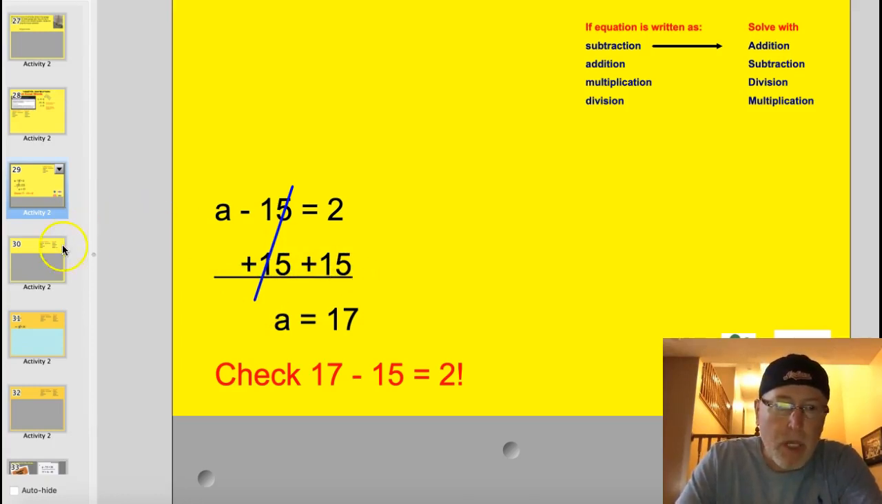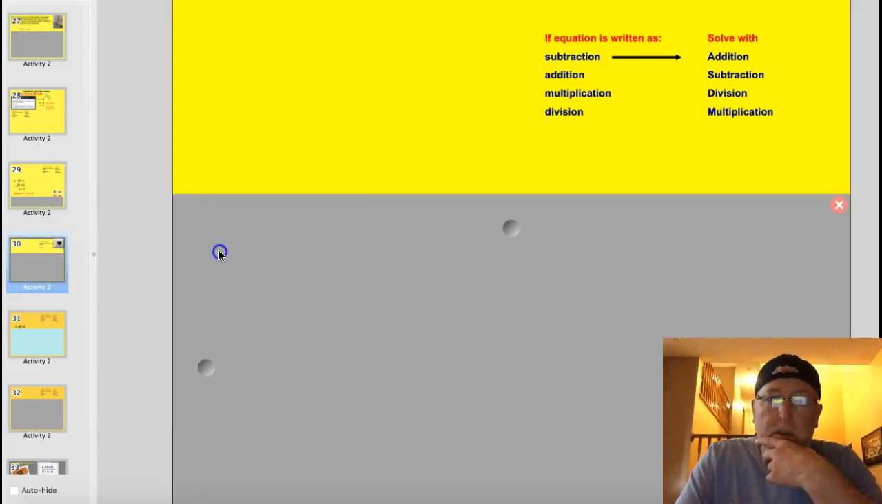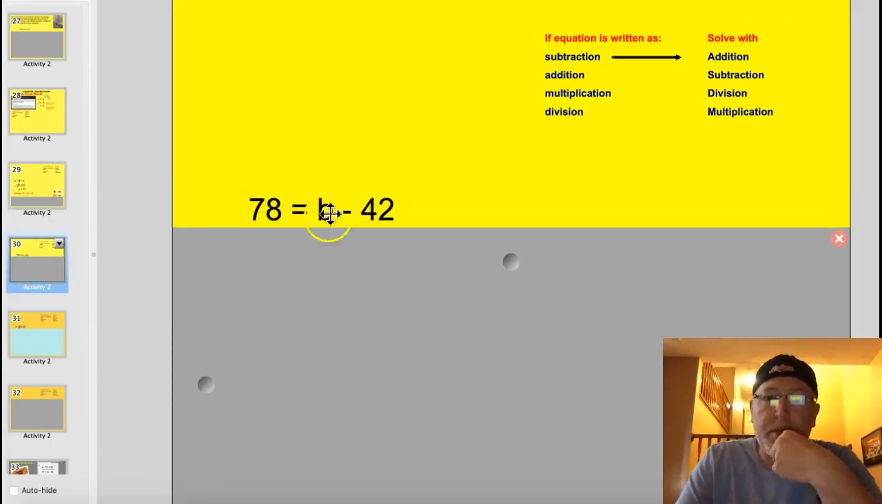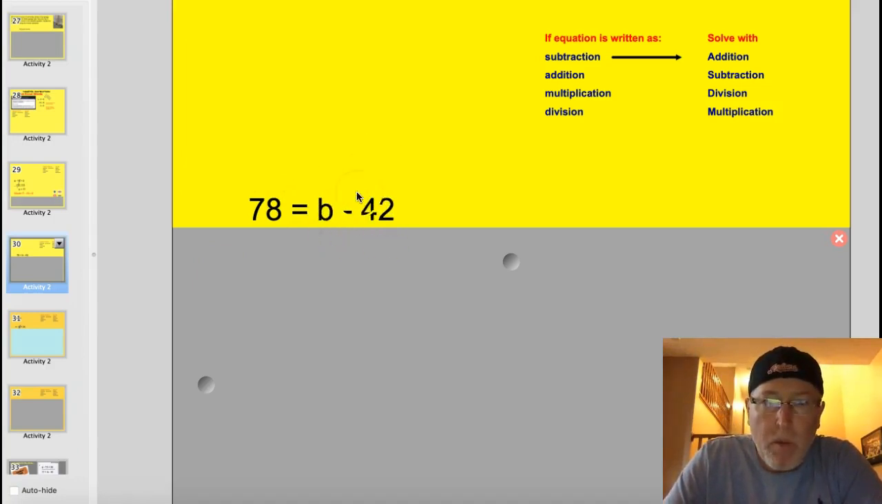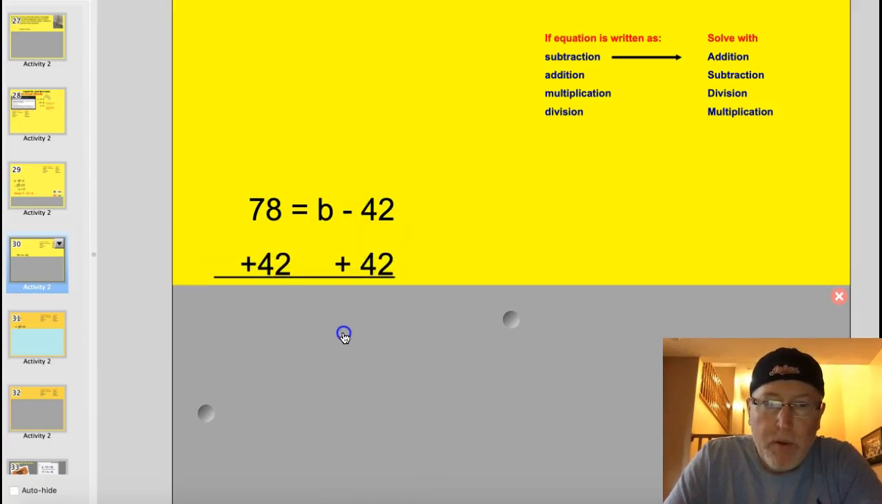Thumbs up, duds. All right, let's try one more. Here we go. 78 equals b minus 42. Now I flipped it around a little bit, but we can do this. We still have to get rid of this minus 42 to have b by itself. So we add 42 to both sides.